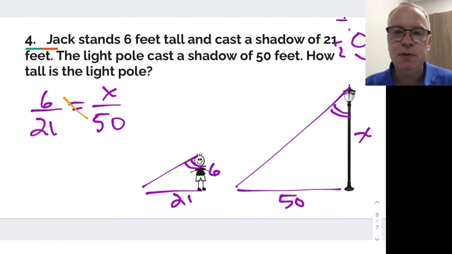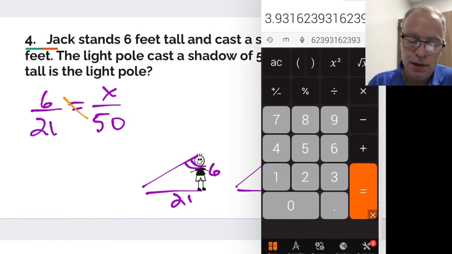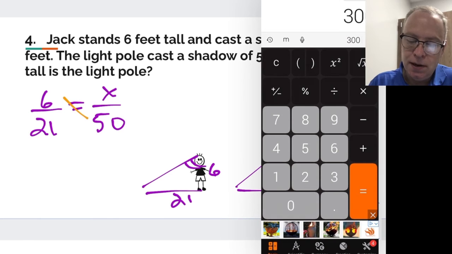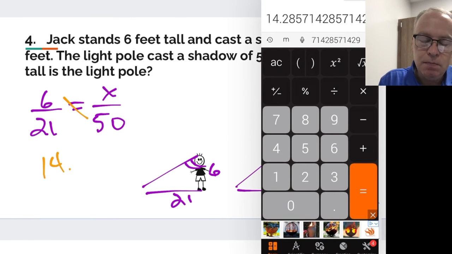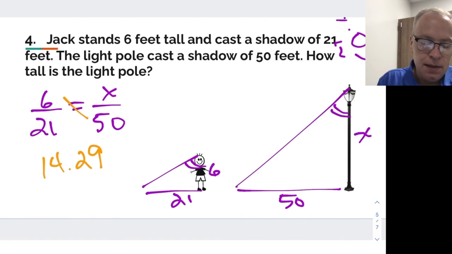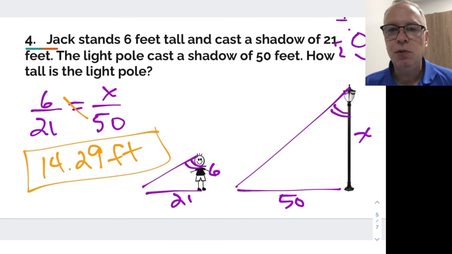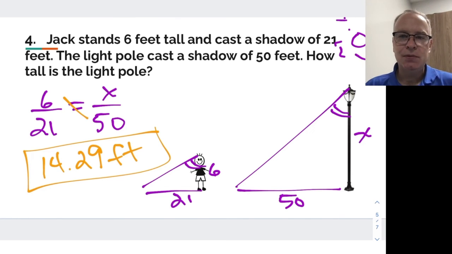So 6 times 50, that's 300. So I'm going to take 300 divided by 21, and let's see what we get. 14.29. And what is the unit on that? That would be feet tall. So the lamp post, no ladder needed. We were able to figure out exactly how tall it is just by measuring the shadow of a guy named Jack and the shadow of the light post.